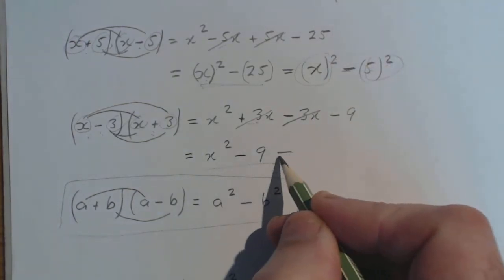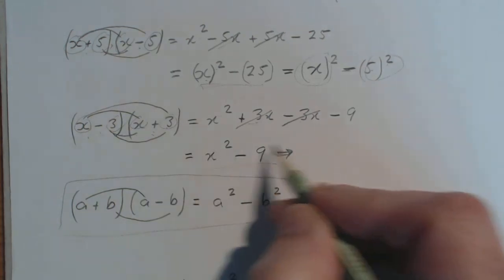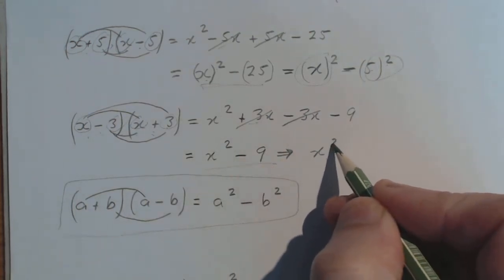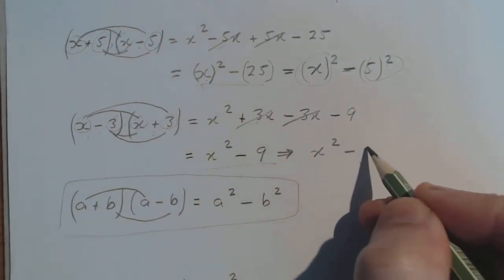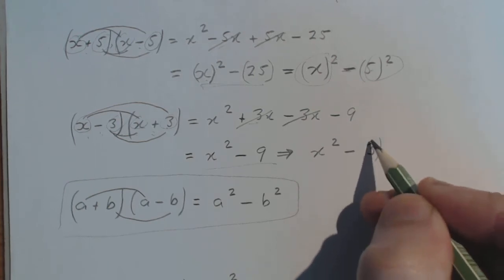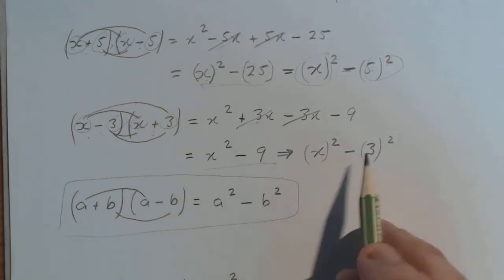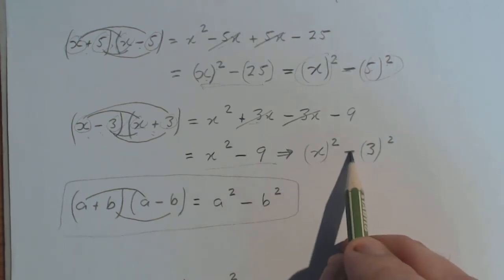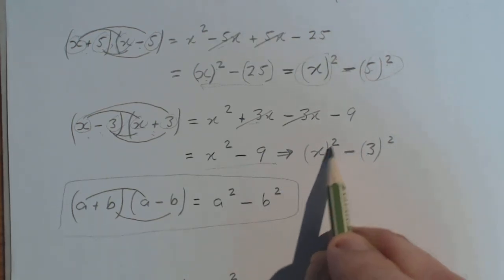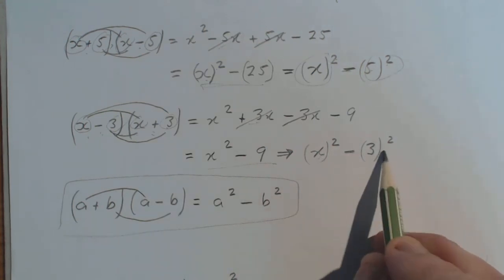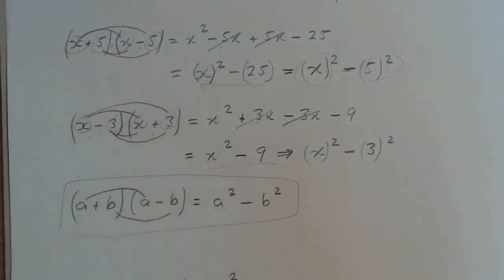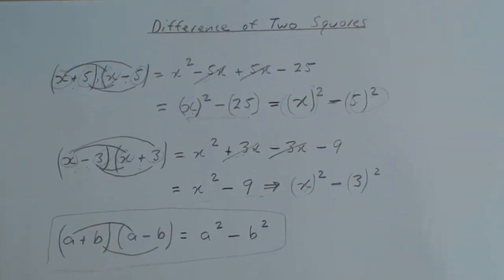It's the same thing here. If I rewrite this as x squared minus 3 all squared, as you can see, there is our difference of two squares. There's our difference, the minus sign, and our two squares are x all squared and 3 all squared. That's why we call the result a difference of two squares.